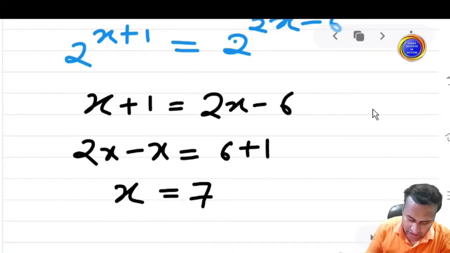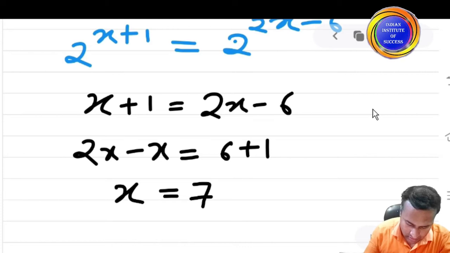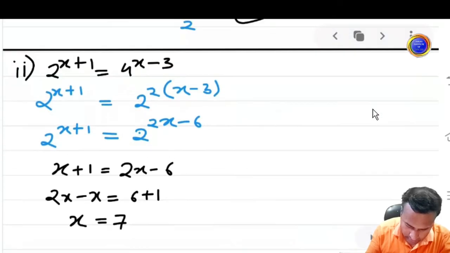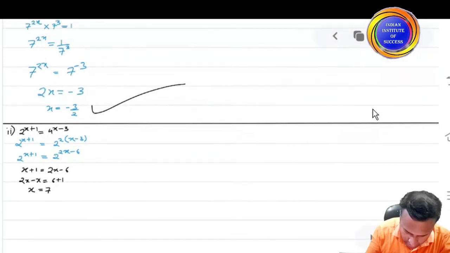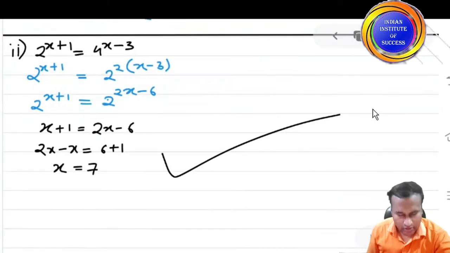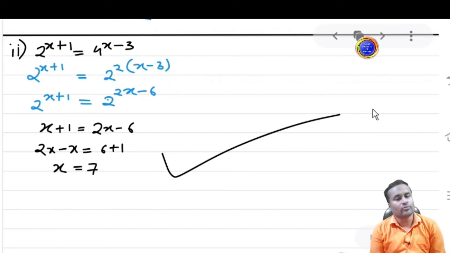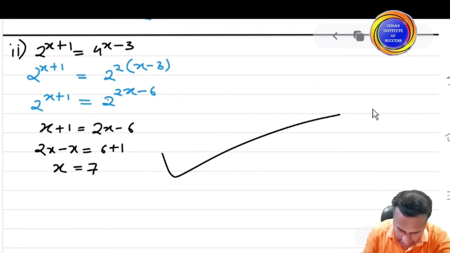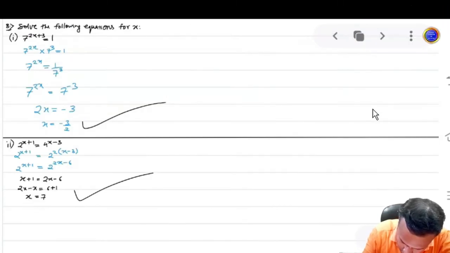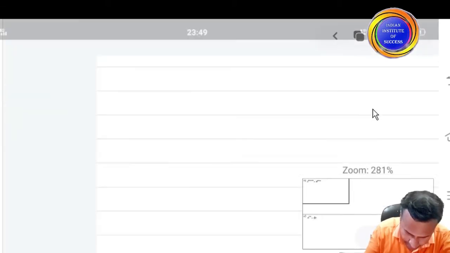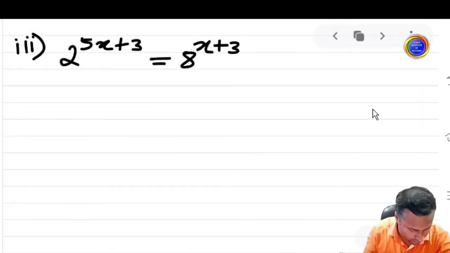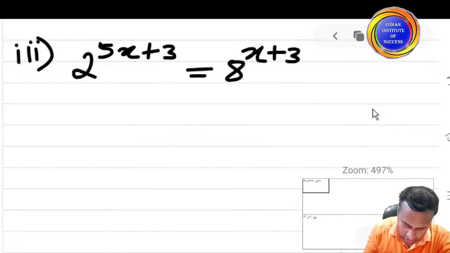So it is very simple to understand the question. Now this one also, I hope you understood the solution. Now we are moving to next question. Third one. Here also you have to give attention.